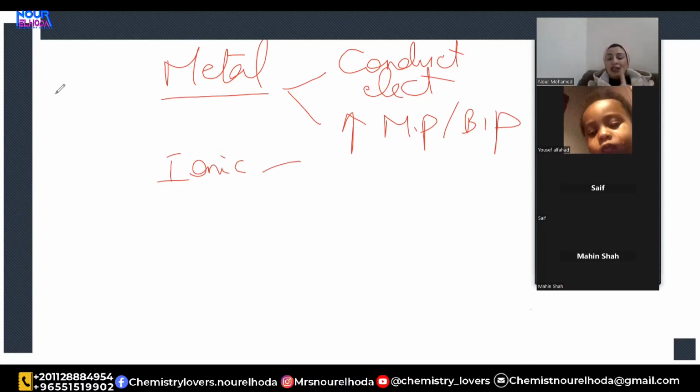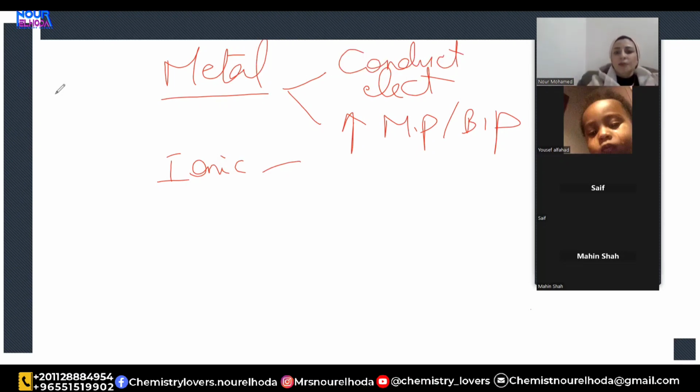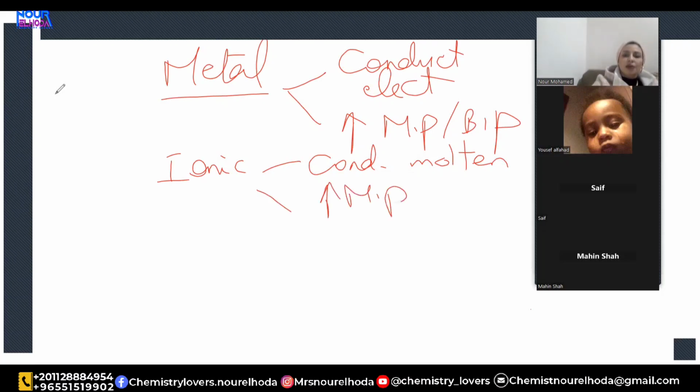Ionic compounds conduct electricity only when molten. طب if it's a solid, لا, if it's a solid, it's not going to conduct. يبقى this means إن هي it's going to conduct electricity only when molten. طب if it's a solid, it will not. طيب, what about the melting point? Again, the melting point or boiling point is high. And we said this before in class.